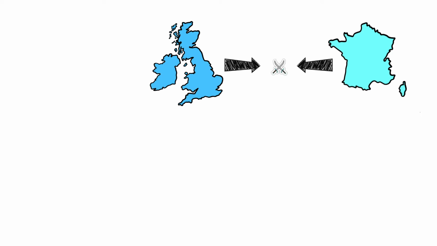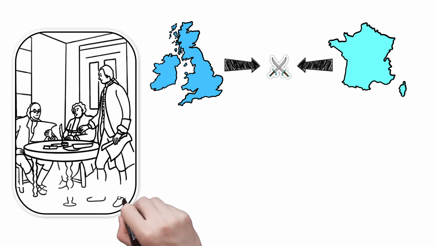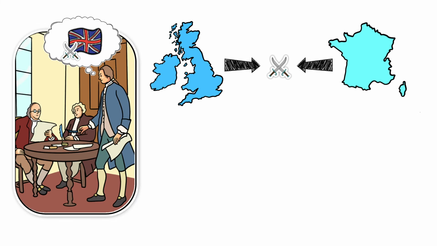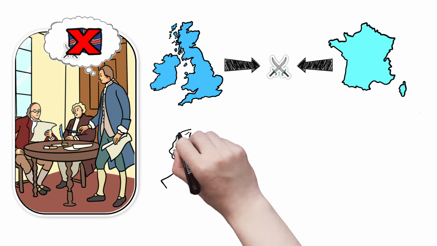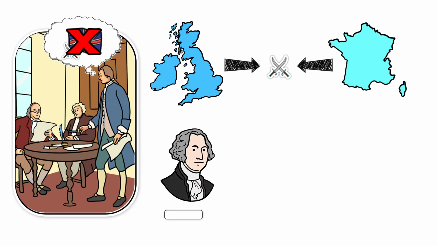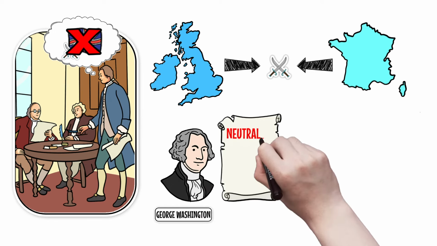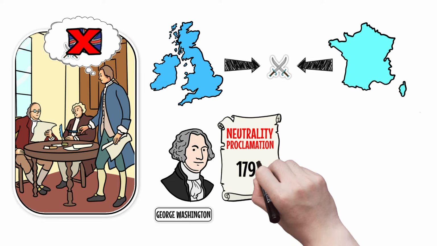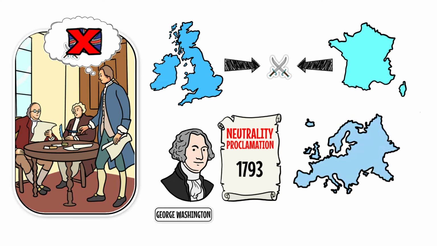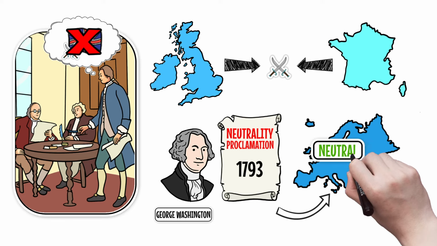Going to war to help France would mean starting another war with Britain. The last thing the newly formed American government wanted was to get involved in another war. So, President George Washington issued the Neutrality Proclamation in 1793, which stated that the U.S. would stay neutral and stay out of any European wars.